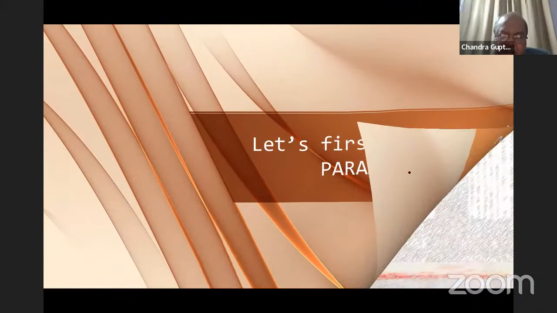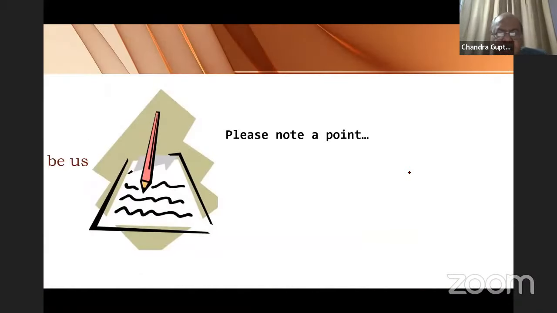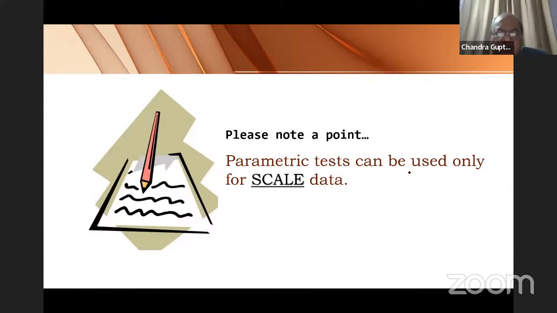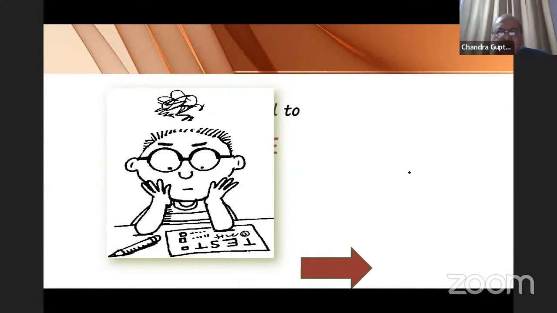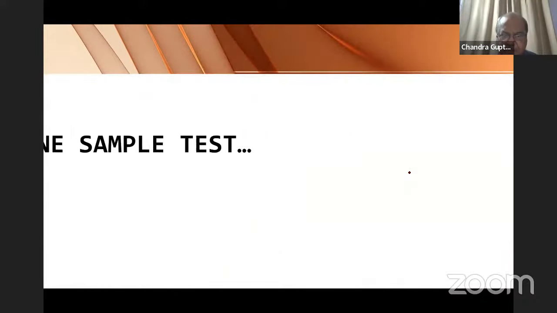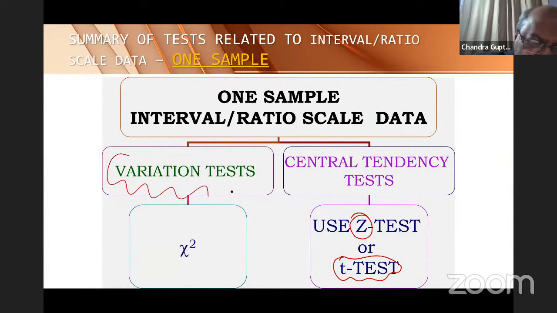So let's first check with our parametric test, and I will be looking at different conditions where we can make use of parametric test. Parametric test can be used only for scale level data where the assumptions are true. I have designed my discussion on the basis of the number of samples we have and how we test them. If you have only one sample and you're looking for a central tendency test, then you can use Z or t-test. And if you're checking variations, then you can make use of chi-square.